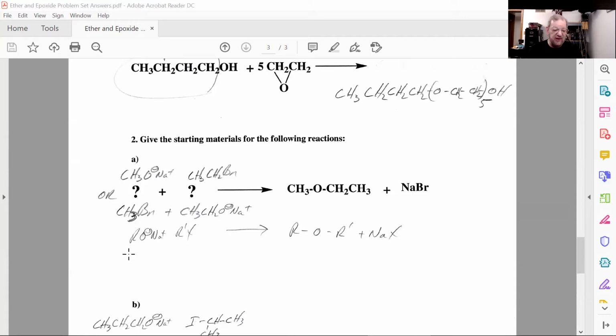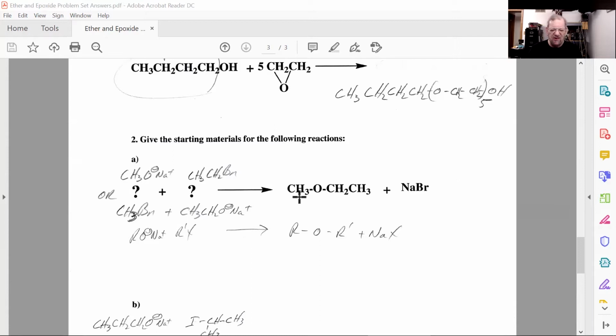How do you make an ether? An alkoxide plus an alkyl halide. What's X? Well, I tell you, bromide. And if I call this R and this R prime, the carbon with the oxygen here is the carbon with the alkoxide here, and the carbon with the oxygen here in R prime would be the one that has the halogen here.